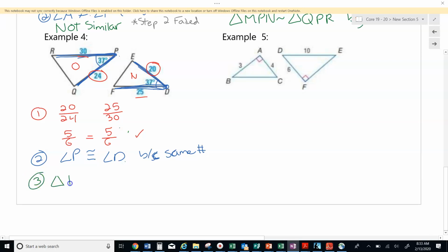So I have triangle RPQ. I went down my underlined and then my circle. So underlined and then circled. Is similar to FDE by side, angle, side.